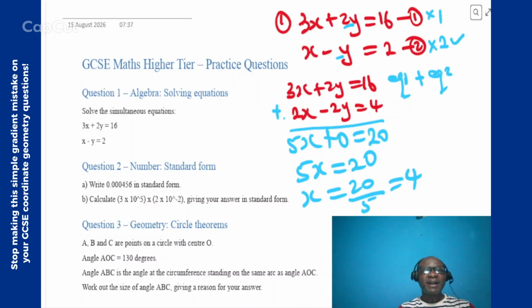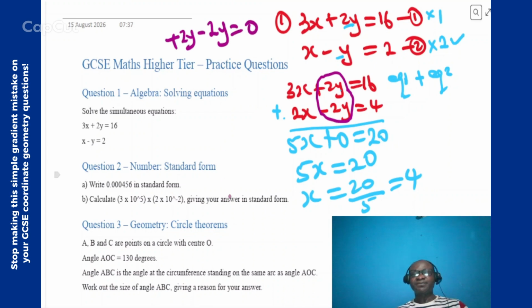Now, I said I will come back to it later. What I mean by that is, if you look at this place, you might be wondering how it gave me 0. It gave me 0 because it is plus 2y minus 2y. Both of them are meant to be equal to 0. Do you understand? Yes, sir. So since I am adding the 2 equations, 3x plus 2x is 5x. Plus 2y plus minus 2y will give me 0. And then 16 plus 4 will give me 20.